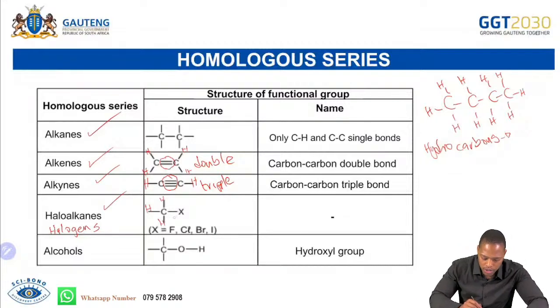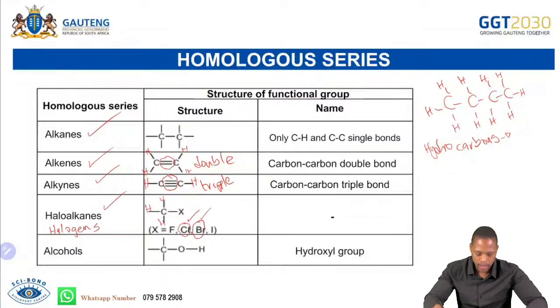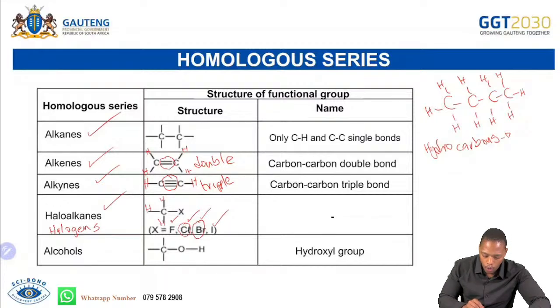So what are those halogens? It could be chlorine. I'll start with chlorine, bromine. These are the ones that are spoken of mostly for us in grade 12. The chlorine, the bromine. However, it is possible that we are also asked about the fluorine and also the iodine, because these ones are also halogens. So it could be any of these ones.